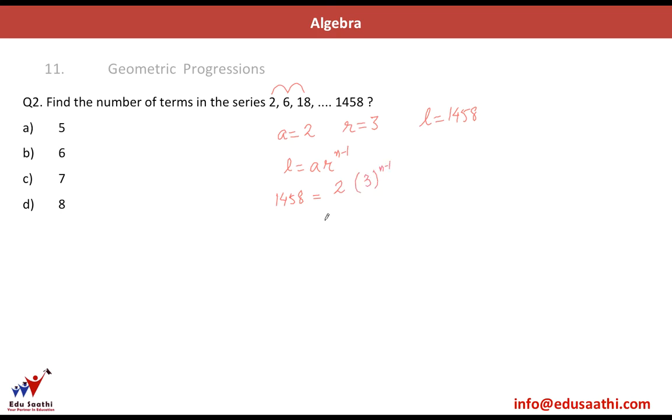If you divide 1458 by 2, what you get is 729. So 729 is 3 raised to power n minus 1. This has to be written in powers of 3. If you remember, 27 squared is 729 and 27 is 3 cubed. So this will be 3 cubed squared, which is 3 raised to power 6, equal to 3 raised to power n minus 1. n minus 1 is equal to 6. The value of n comes out to be 7. So the number of terms in this series is 7.